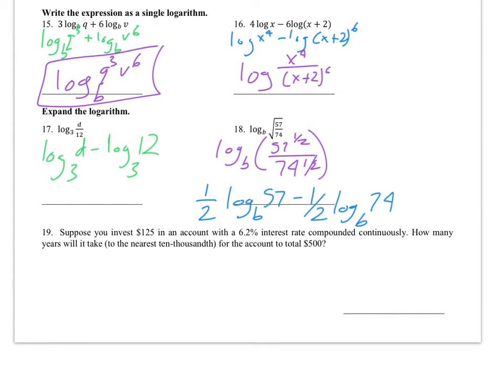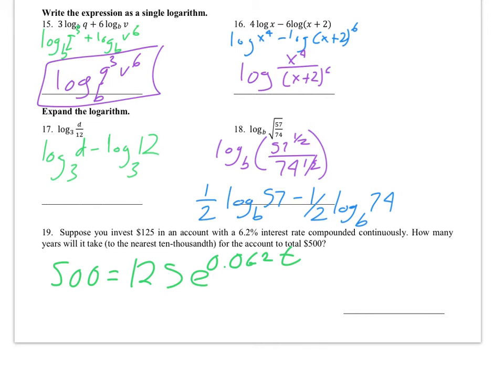Right, and number 19, again, they give us a continuously compounded interest problem. Again, they give us the amount that we invest, the interest rate, and here they're not telling us the time. They want us to tell them how long it would take for that account to be worth $500. So if we write out what we know, we want the account to be worth $500. We invest $125 initially, and the interest rate 6.2%. We don't know the time. So we try to solve this one for the power, and then we'll have to use a natural log to actually come up with our time.